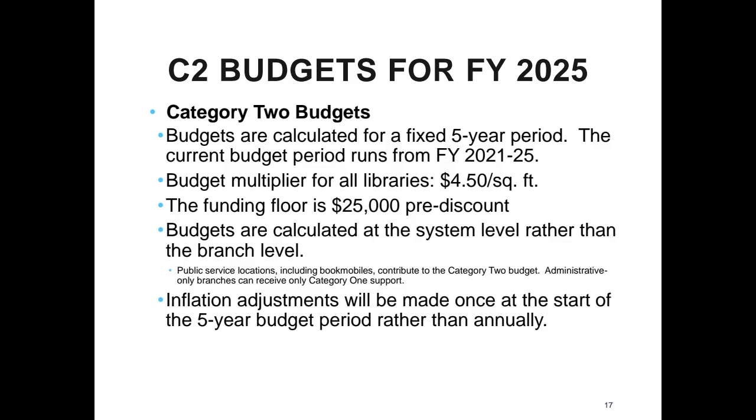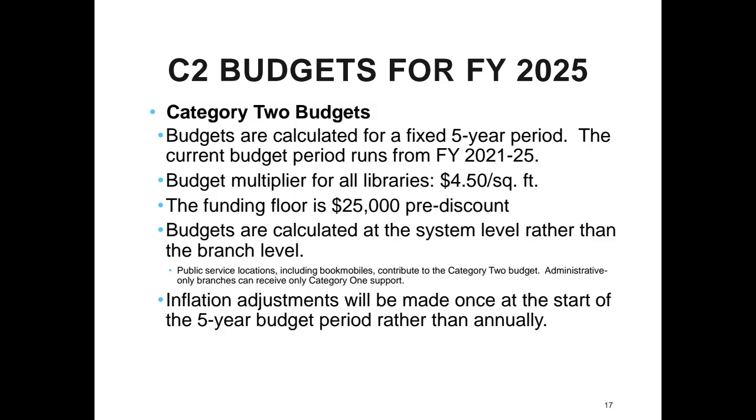So if you've got a big main branch that has a lot of square footage, that might make up for a smaller branch that doesn't have as much square footage but still needs some expensive networking equipment. We should be going into a new Category 2 budget period, starting with funding year 2026. And at that time, there should be an inflation adjustment to the amount.